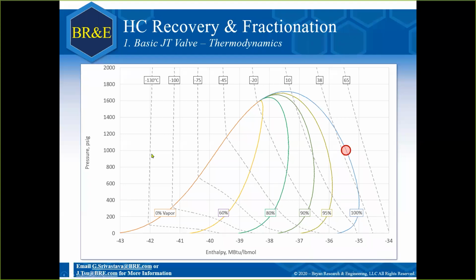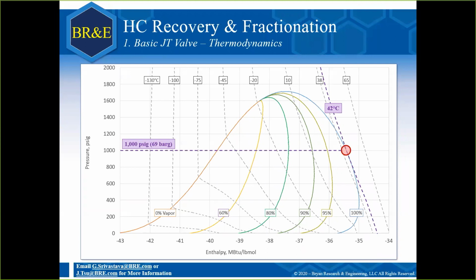You will notice on these lines, we have isotherms. So along each of these lines, the temperature is constant. You will notice that the red dot is somewhere in between 38 and 65 degrees Celsius. If I draw a line, I would say it's roughly 42 degrees Celsius. How about the pressure? I just have to look to the left and you see I'm roughly 1000 psig or 69 bar gauge.